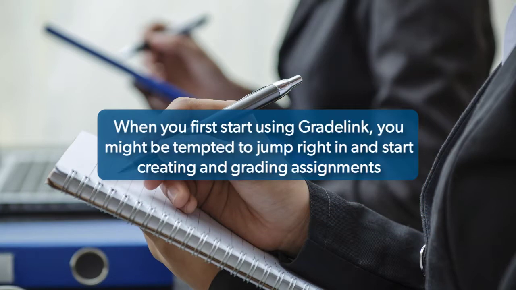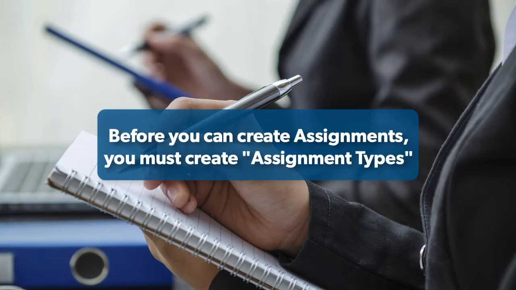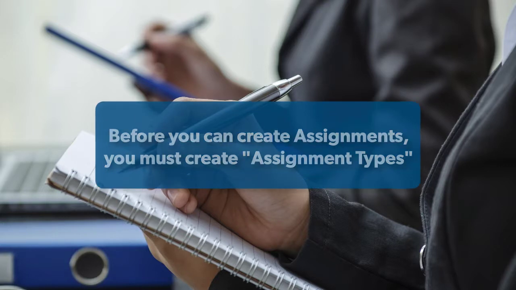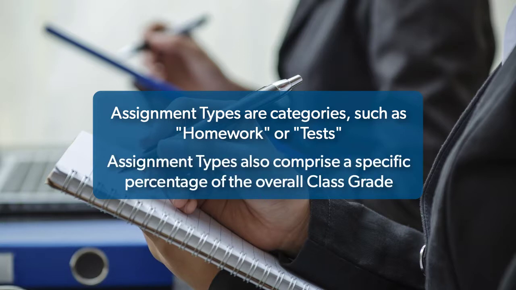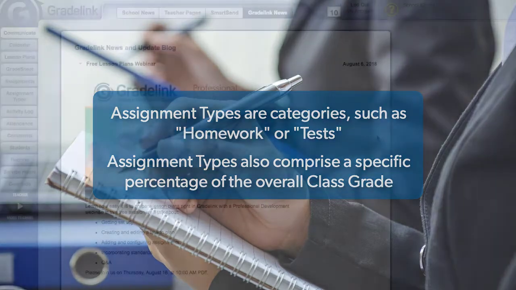When you first start using GradeLink, you might be tempted to jump right in and start creating and grading assignments. However, before you can create assignments, you need to set up what GradeLink calls assignment types. Assignment types are simply categories, such as homework or tests. Additionally, assignment types also comprise a specific percentage of the overall class grade.